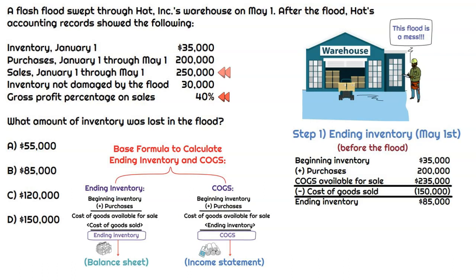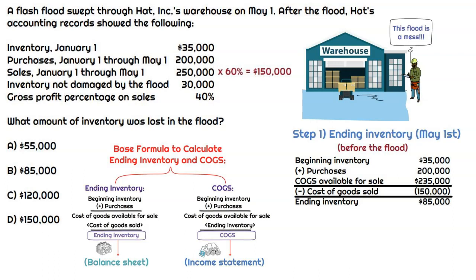But what they do give us is the amount of sales, and they tell us the gross profit percentage on those sales. Well, if gross profit is 40% of sales, that means that cost of goods sold represents 60% of sales, right? So all we can do is take sales of $250,000 multiplied by 60%, and that tells us cost of goods sold from January 1st to May 1st was $150,000. So subtract $150,000, and that tells us right before the flood, ending inventory was $85,000.